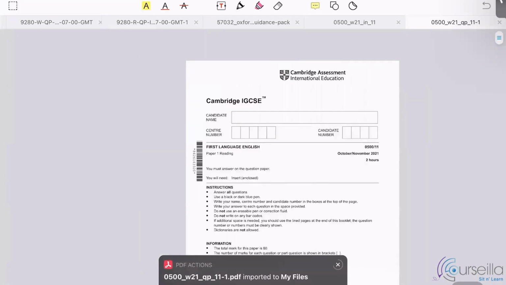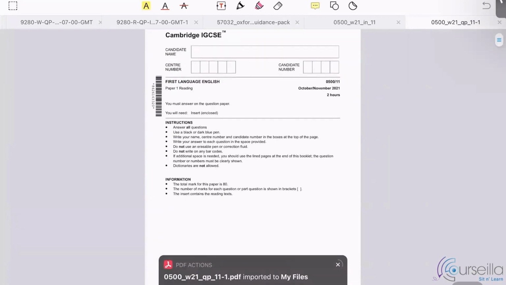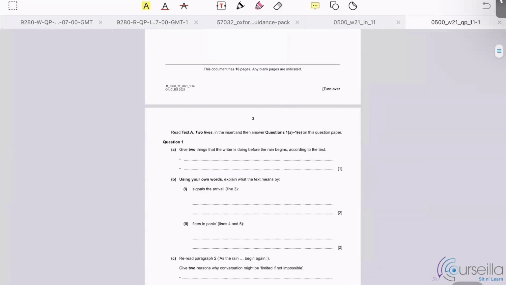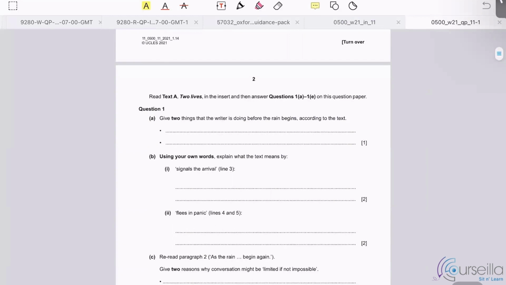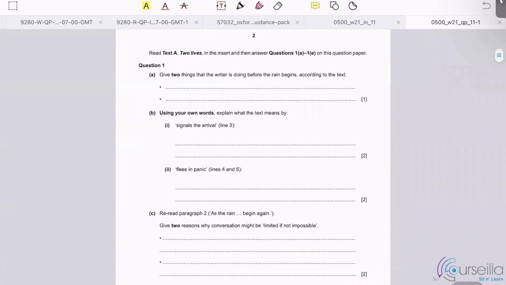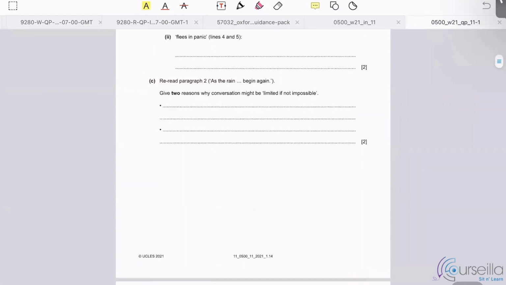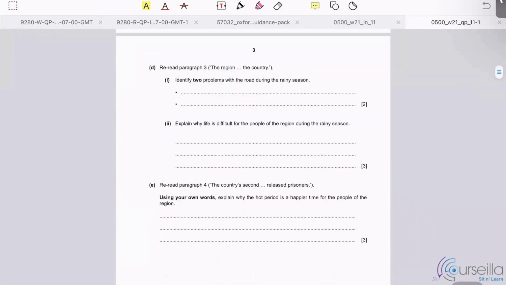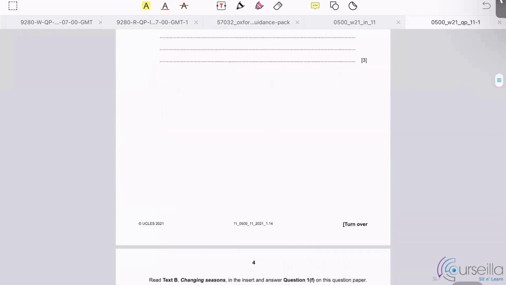Okay, so that's the question paper. The other one was the insert. The insert is for the passages, and this is the question paper. Here, he will ask you about the meanings of words, just like in Oxford. He would ask you some implicit and explicit questions. Implicit means that you need to understand the text very well in order to understand what's between the lines, okay? And then again, he would ask you about the meanings of words.